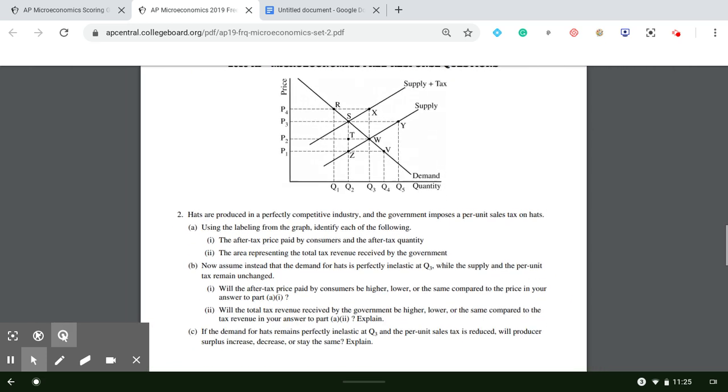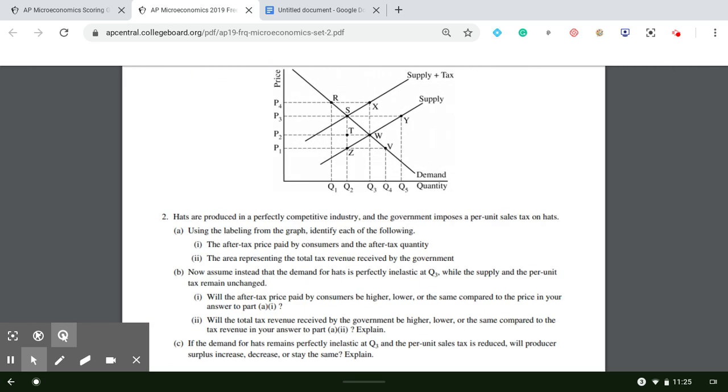Okay, hats are produced in a perfectly competitive industry, and the government imposes a per unit sales tax or an excise tax on hats. Using the labeling from the graph, identify each of the following. I might just do it on this page. If I have to use the other page, I will. But let's just kind of look. Using the labeling from the graph, identify each of the following: the after-tax price paid by consumers and the after-tax quantity.